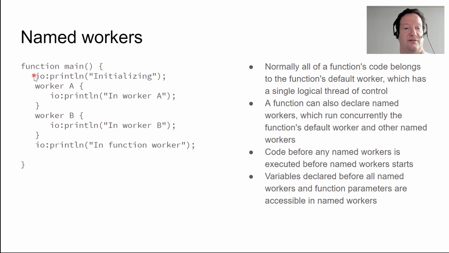So the way this executes is, first of all, everything before any of the worker declarations initiates first. That's the initialization stage, and that executes as part of the function's worker. And then the rest executes concurrently. So you have worker A executing concurrently, worker B executing concurrently, and those two execute concurrently with the function's main worker. And if you declare a variable here, or you have a parameter here, then that is accessible to these two workers.